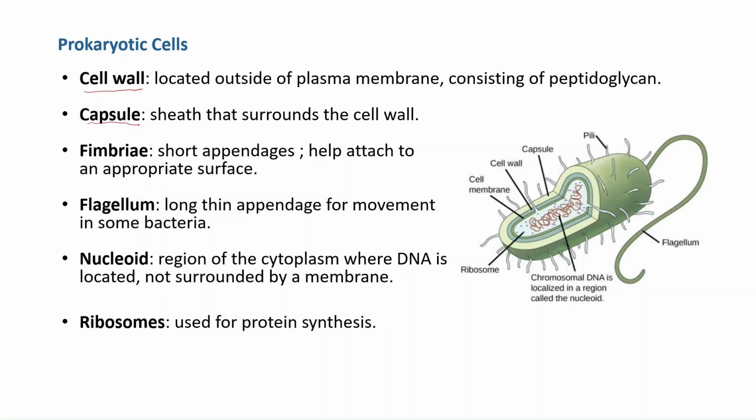Many, but not all, have a capsule. That's another layer outside, surrounding the plasma membrane. Some people say it's a little bit sticky, so it helps bacteria stick to places. That goes right there with the fimbriae, those short appendages that come out and help attach to the surface.